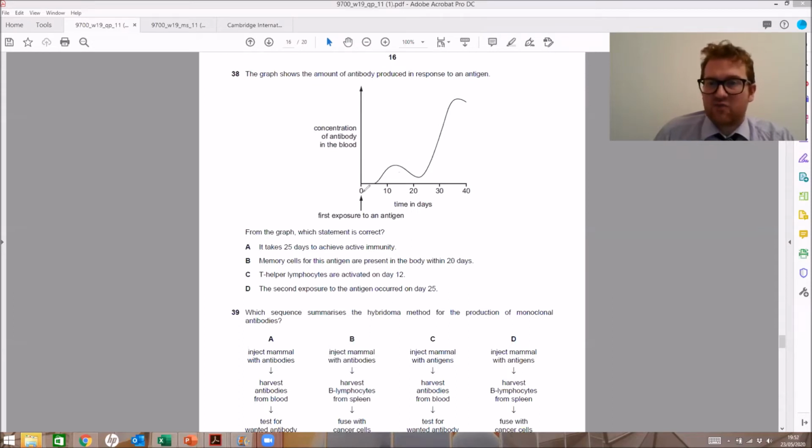However, as it's a primary response, there is a high chance that you would suffer the symptoms of the disease, and if it's a fatal disease like tetanus, you could die before your body's memory cells are created to mass produce these antibodies.